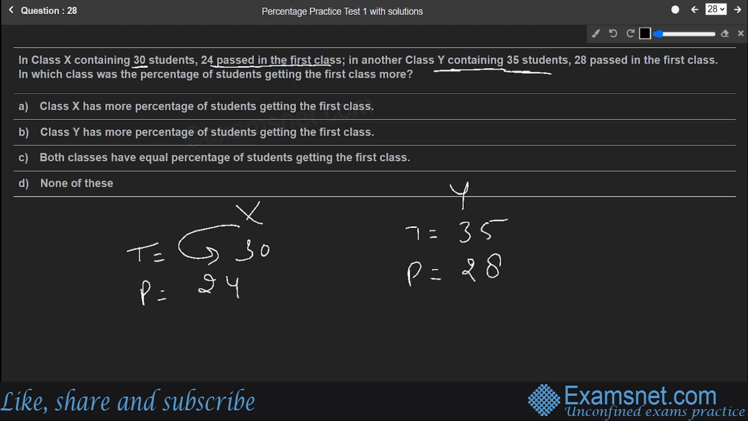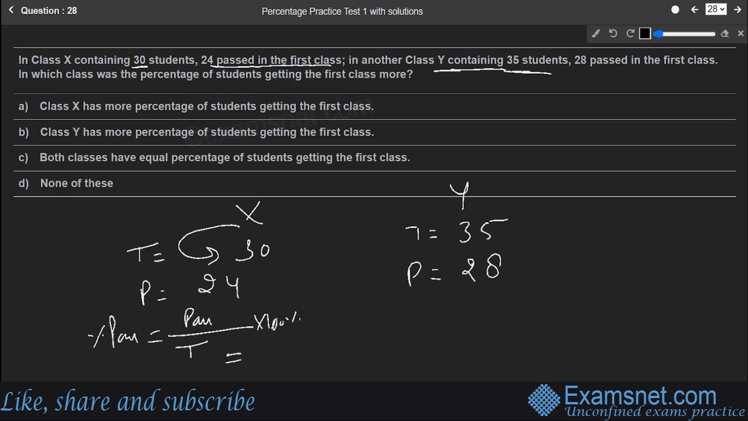He is asking us to compare them in terms of percentage and tell whose passing percentage was higher. So the passing percentage can be calculated as the total number of passed students divided by total students, into 100%. This is the formula that can be brought into the scene. So what will happen with the X?